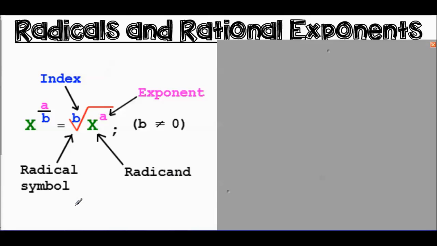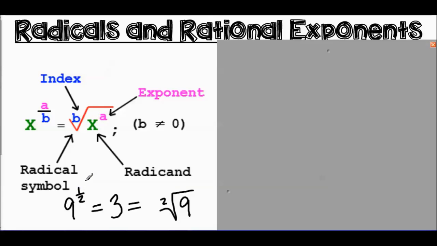Now let's connect this to something you are comfortable with. You know, for instance, that 9 to the 1/2 power is 3, right? Because 3 times 3, a base of 3 with an exponent of 2 gives you 9. Well, that's also the same thing as the square root of 9. If there is no index written right here, it is understood that it is a square root, or you could have a 2 right there.